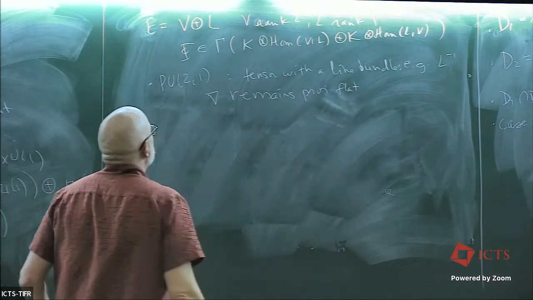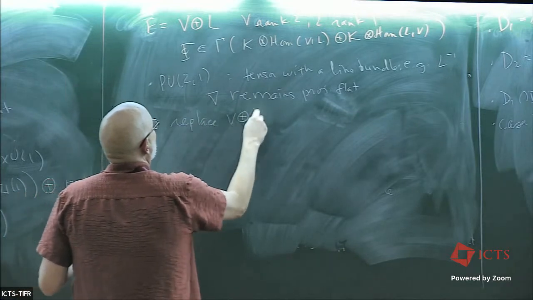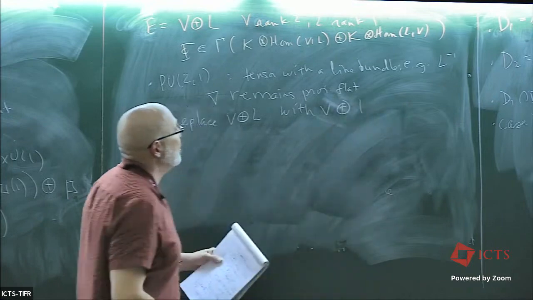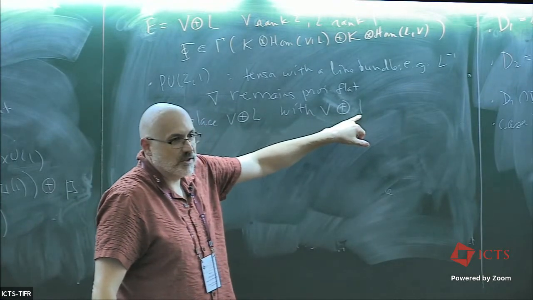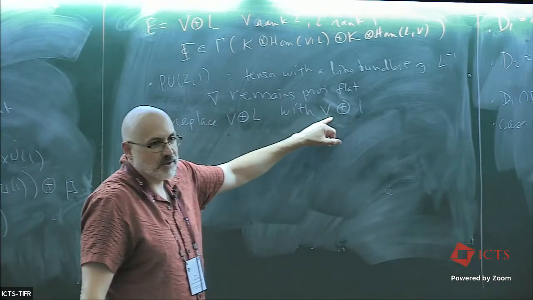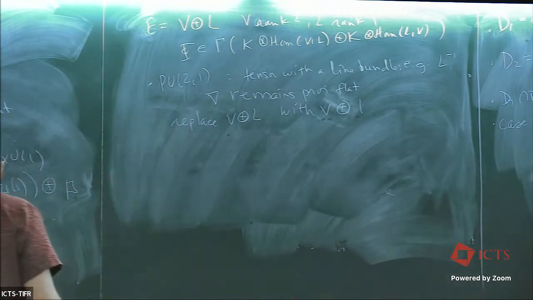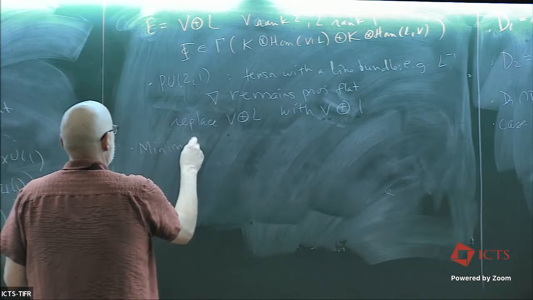So we're going to use this. So in particular, we're going to replace V plus L with V plus I. So we're going to tensor the whole thing with L inverse. This turns to the trivial line bundle, and this is going to be the old V tensor L inverse. Okay? All right.